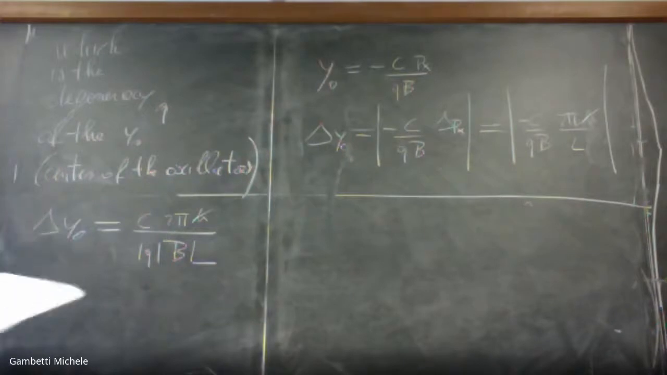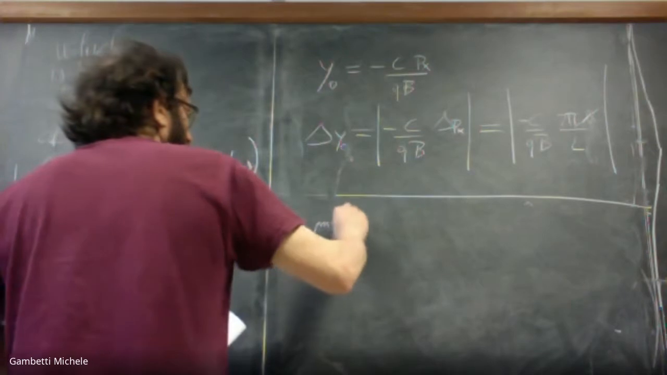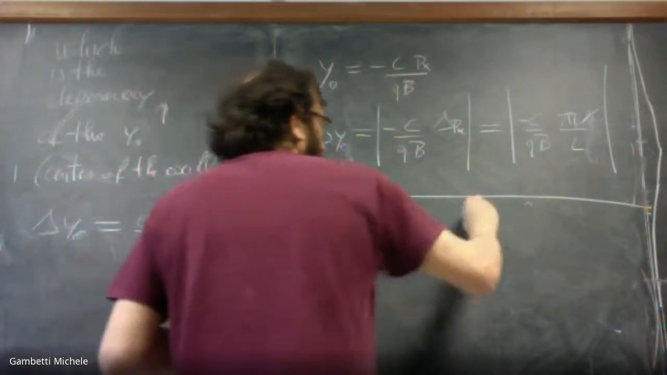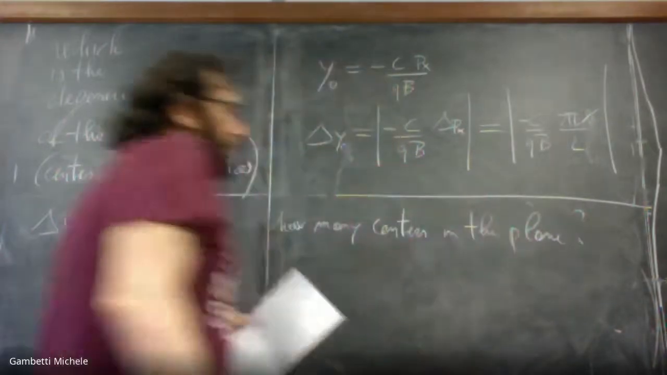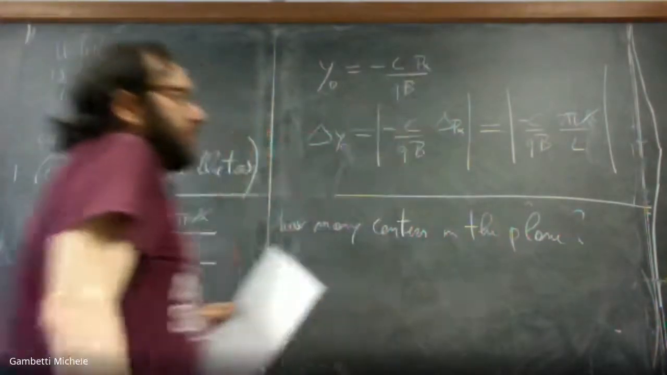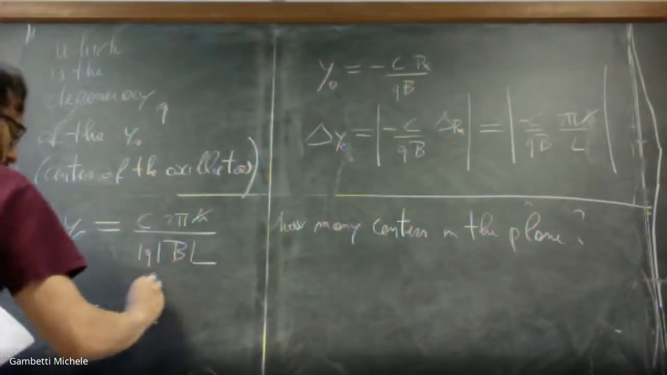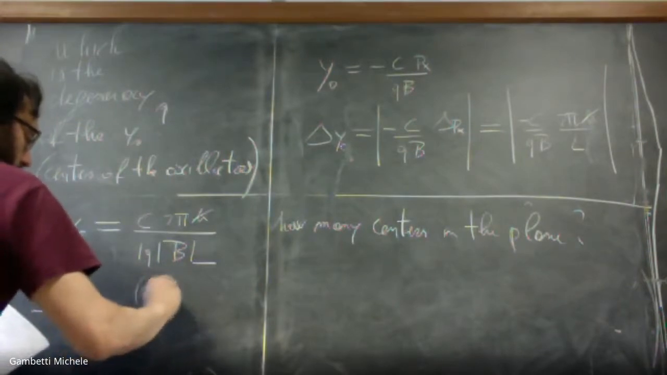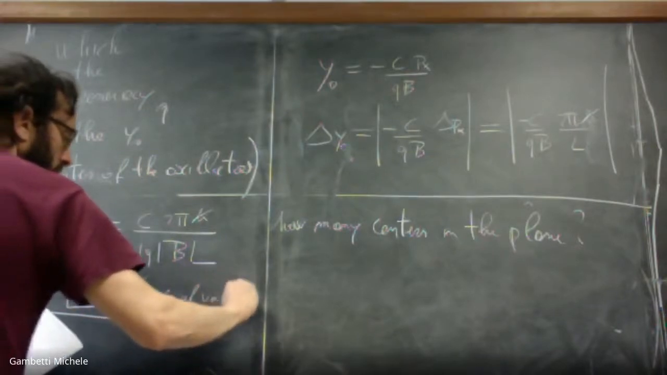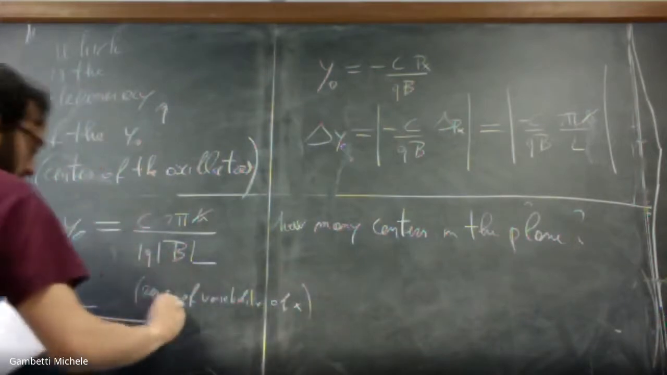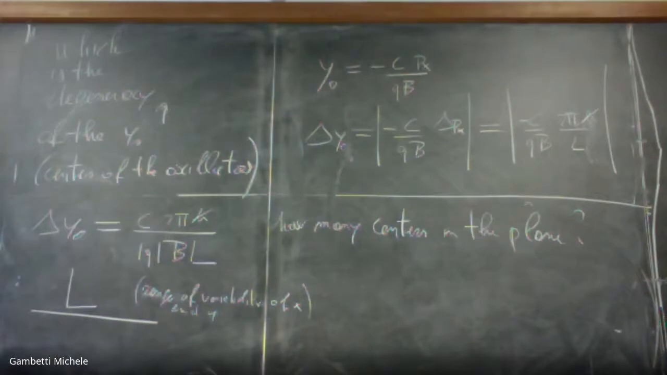Now, the question is how many centers in the plane, exploiting the fact that px is changing. Well, this will be the size in x, l, so that the answer to this question is actually l, which is the size of the range of variability of x and y, if you want, in the plane, divided by this delta y0, which is this quantity here. So c 2 pi h bar divided by modulus of qbl.